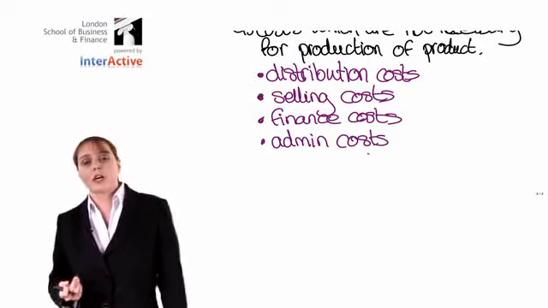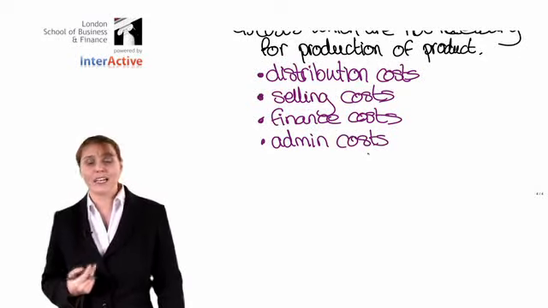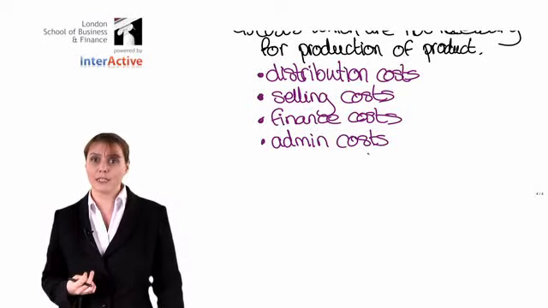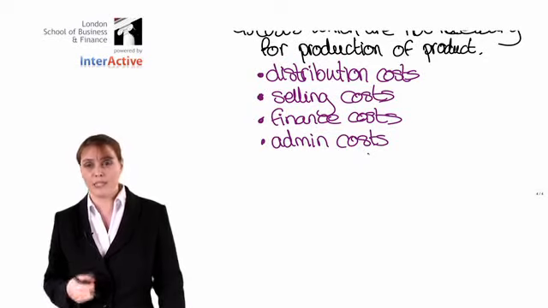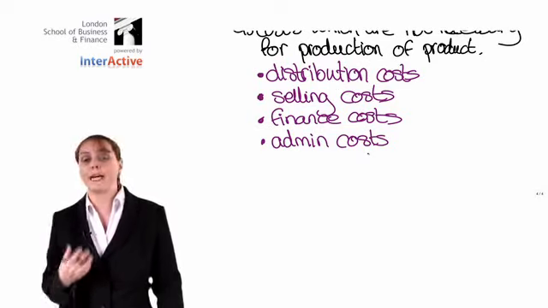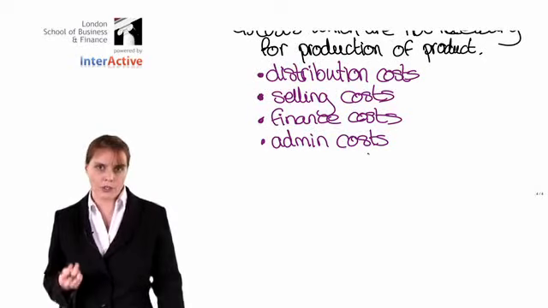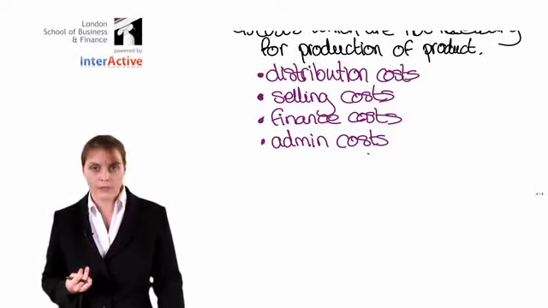Our administration costs will include things like our payroll department. Probably going to have a head office building somewhere that looks after the administration for the company. So a HR department, a payroll department, accounts payable, accounts receivable. They would be part of our non-production costs.